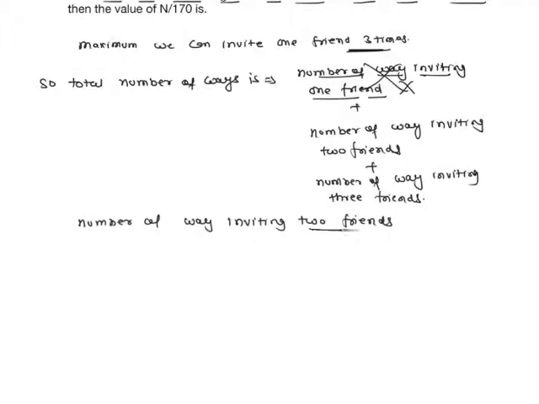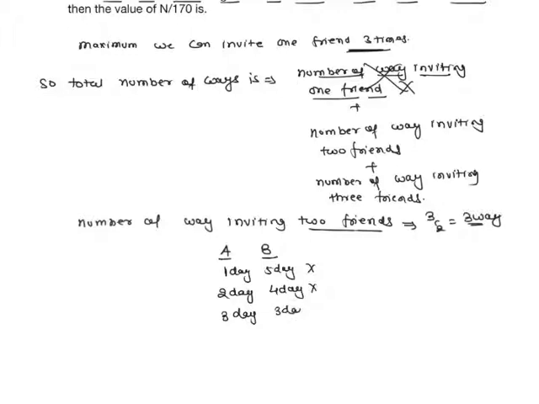So first we have to select 2 friends, that is 3C2 ways, that is 3 ways. Suppose we are selecting 2 friends A and B. Here A is invited 1 day, B is invited 5 days. This is not possible. Similarly, A is invited 2 days and B is 4 days. That also is not possible. Similarly, A is invited 3 days and B is invited 3 days. This is possible. Suppose A is invited 4 days and B is 2 days. This is also not possible. Similarly, A is invited 5 days and B is 1 day. This is also not possible because one friend can be invited maximum 3 days.